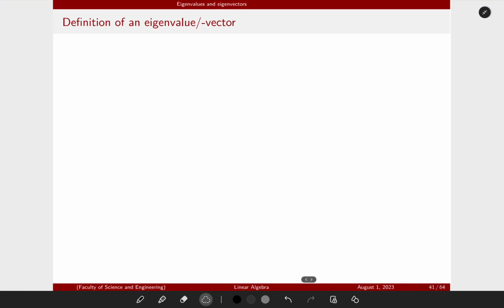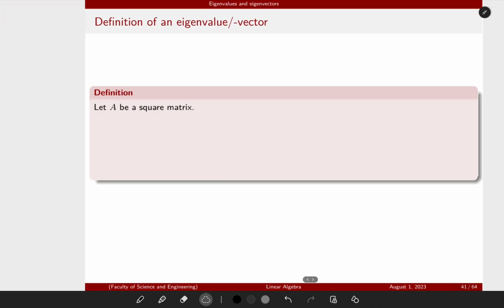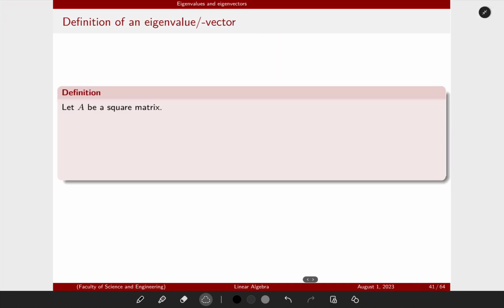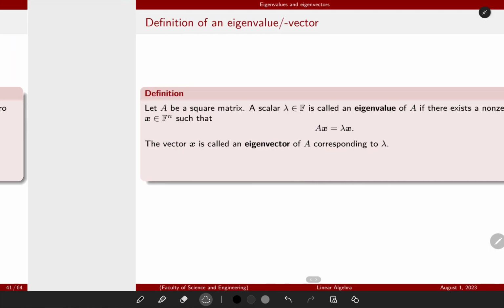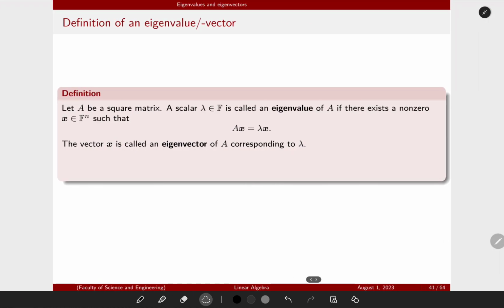In this video I will talk about eigenvalues and eigenvectors. So first we will define what both of these words mean. Let A be a square matrix. A scalar lambda in our field F is called an eigenvalue of A if there exists a non-zero n-vector x such that this equation holds: Ax is equal to lambda x. This vector x, we call an eigenvector of A corresponding to lambda, where lambda is, again, this eigenvalue.